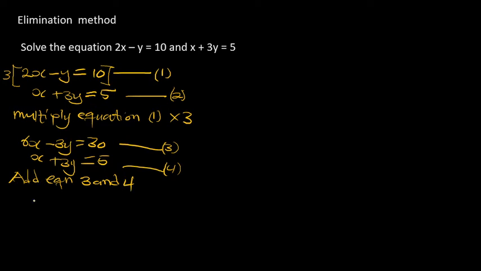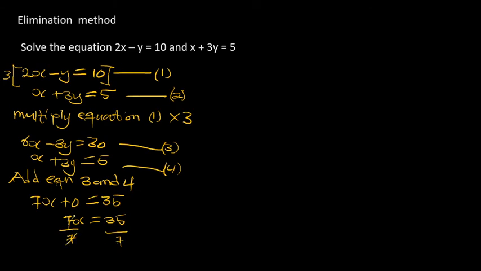So I'm going to do that now. 6x plus x is going to give me 7x. Negative 3y plus 3y is going to give me 0. Now 30 plus 5 is going to give me 35. So now I'm going to have 7x equals 35. You see how simple it is. Once we're able to eliminate one variable, it is easier to find the other. So now we'll solve for x. What do we need to do? Let's divide through by 7.